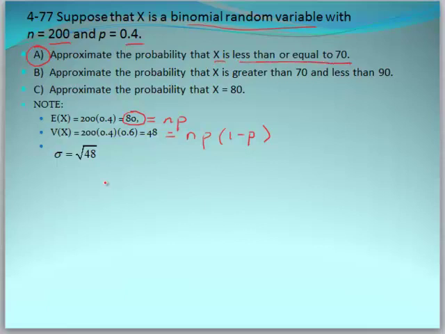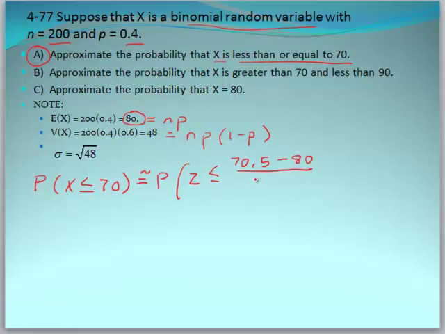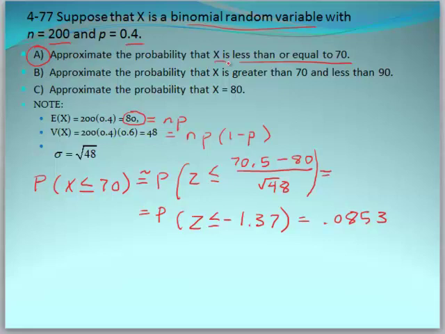We can calculate that by saying it's the probability that x is less than or equal to 70, which is approximately equal to the probability that z is less than or equal to (70.5 − 80) over the square root of 48. We use 70.5 because we're going on the upper part of one of those boxes. That's equal to the probability that z is less than or equal to −1.37, and as it turns out when we read our table, that is 0.0853. So that's the probability that x is less than or equal to 70. Makes sense since the mean itself is 80.